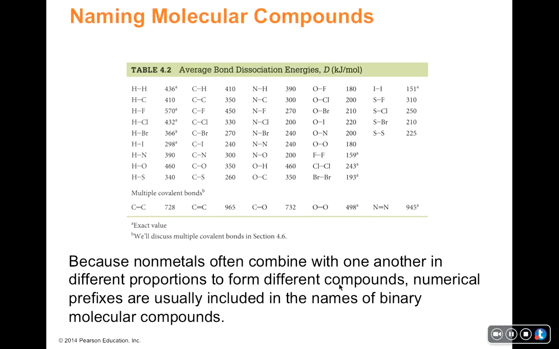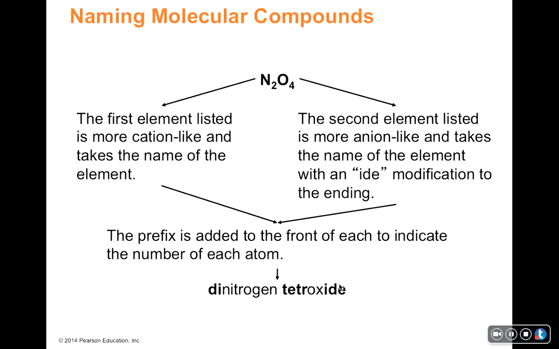And because these nonmetals will combine with each other in different proportions, we use numerical prefixes in their names to indicate essentially how many atoms of each type are bonded together. If you look at an example here, the formula N2O4, there's 2 nitrogen atoms and 4 oxygen atoms combined together in this compound. With molecular compounds, we use prefixes to indicate how many atoms we have. So in this case, it's dinitrogen, because there's 2 nitrogen atoms. Tetroxide, the tet refers to the 4 oxygens.